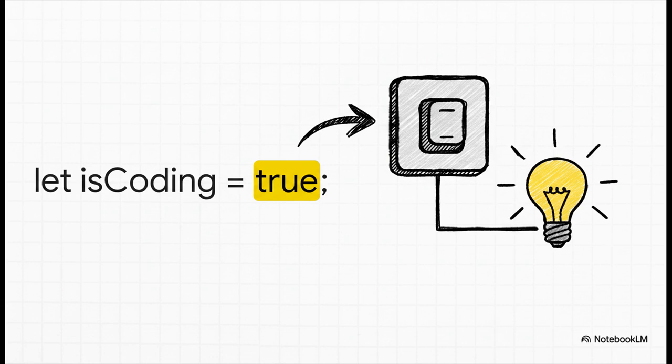And this is the foundation of all decision-making in code. Is the user logged in? True. Has the payment gone through? False. This simple little switch is what powers all those if-else statements that make our programs feel smart.